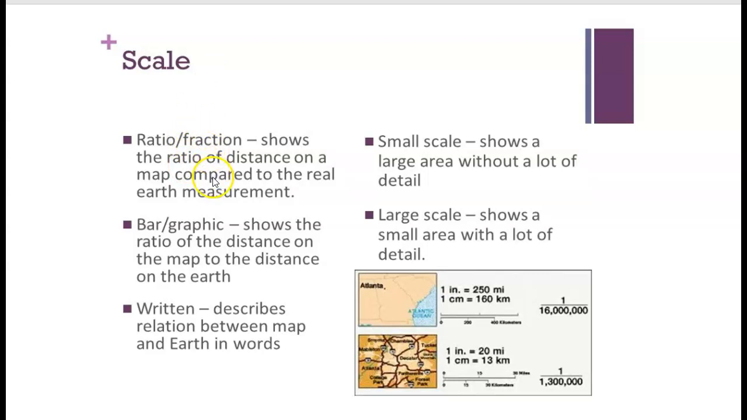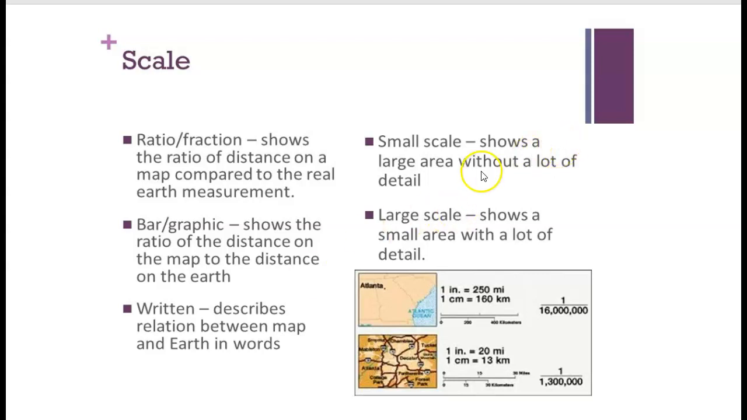This will show the ratio of a distance on a map compared to real Earth's measurement. So for example, 1 inch on a map in comparison to 1 mile in real Earth measurement. And then looking at a bar graph, that can show the ratio of the distance on the map to the distance on Earth. And then we can also see it in a formal written form, which just describes the relation between the map and Earth in words.